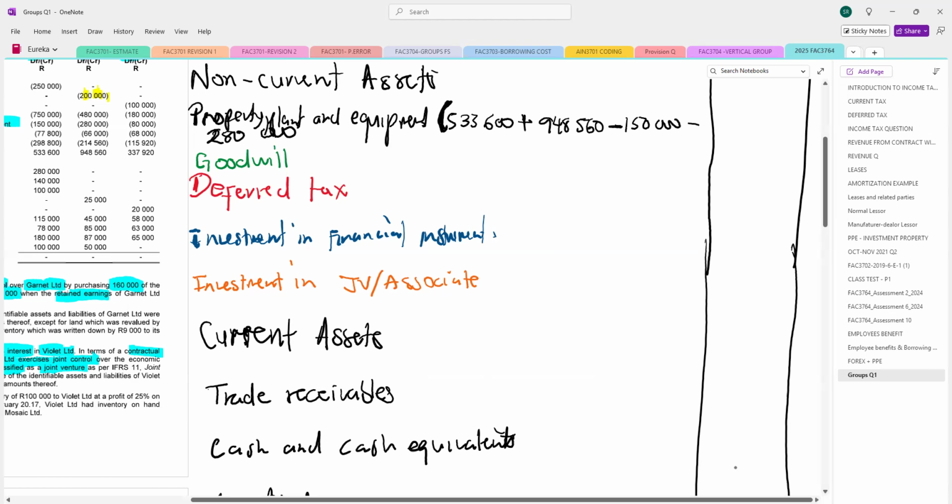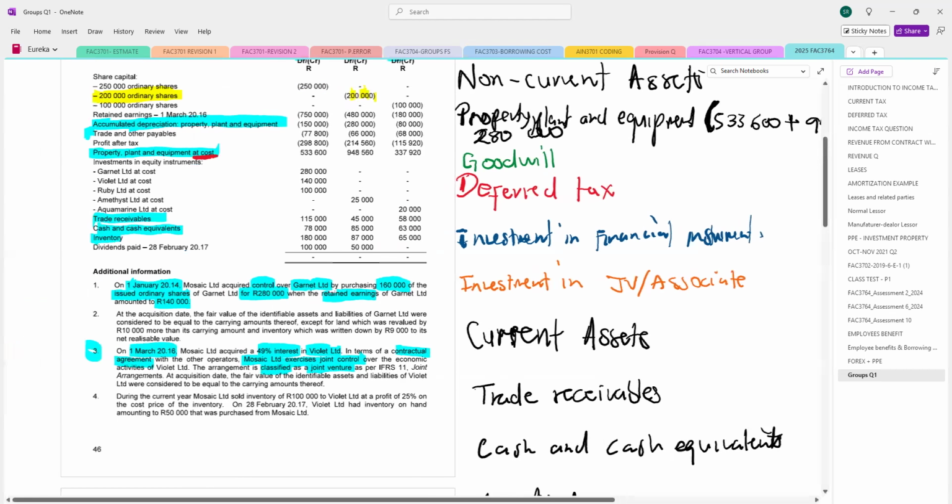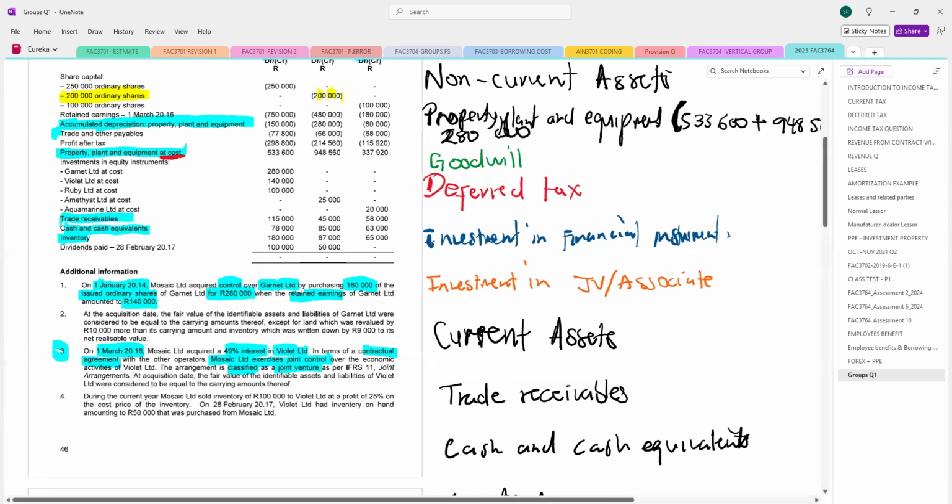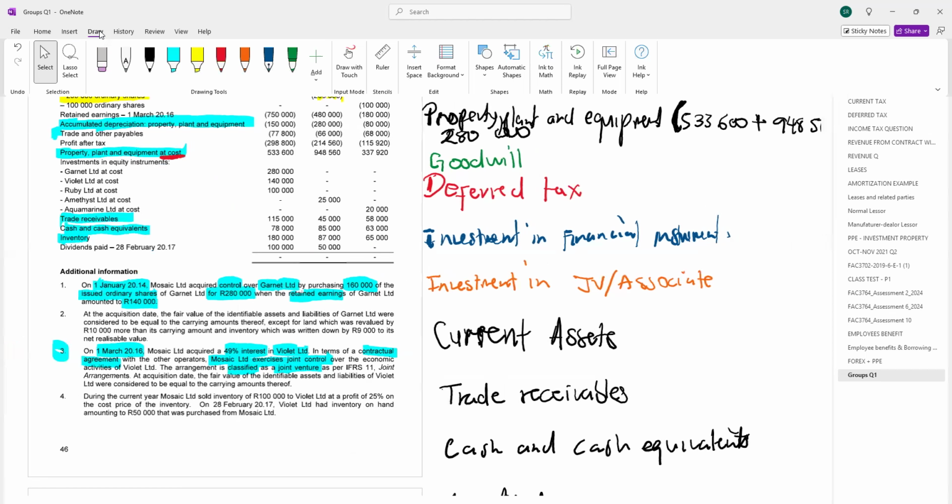All right. So goodwill, we know that it's going to come as a result of acquisition. So we look at that later. Deferred tax will come as a result of adjustments. Okay, when we have adjustments, intra-group transactions, then it comes to affect deferred tax. Investment in financial instruments, we're still going to get there. Now let's go look at it. So this is what's happening here. Garnet.